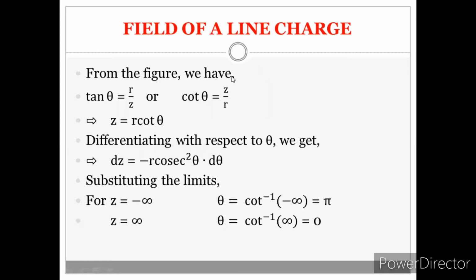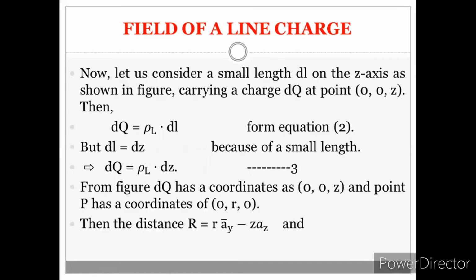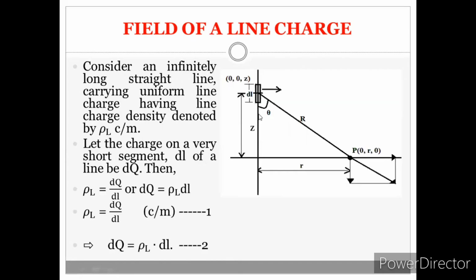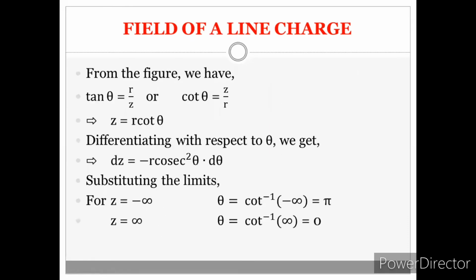So from the figure, we can see what? Tan theta is given by r by z. If you observe here, tan theta is R by Z, to get the parameters of R and Z there. And cot theta is Z by R, just the reverse of tan theta. So if you see, Z is given by R cot theta.